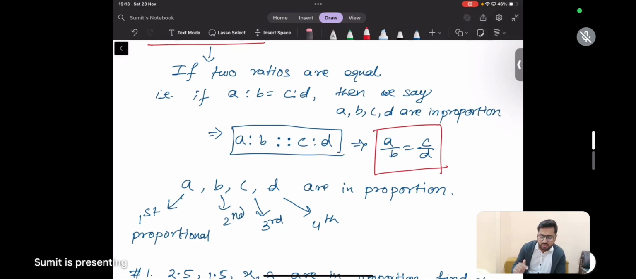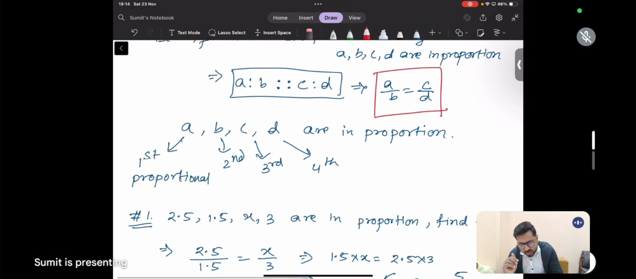That means the first one will be called first proportional, second one B, second proportional, third one means C, it will be called a third proportional, D will be fourth proportional. Okay, so এটাই বেসিক প্রপোর্শন we have done in class 7 and 8 also.